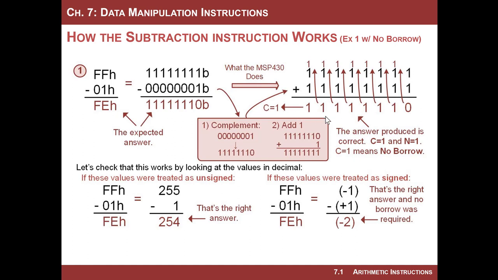So check out the answer here. I added these two numbers together and I got 1111110. That is the answer that we wanted to get. So it worked. This actually does truly work by taking 2's complement of the second number, which in this case will be the source, and adding them together. Okay? So life is good.